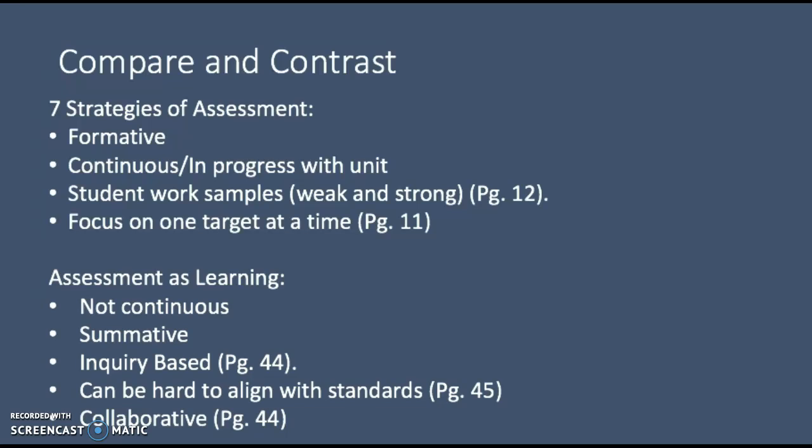So with the performance-based assessment, what I gathered from that was it was a lot of inquiry-based, which is a buzzword in the STEM community. It also can be hard to align with standards, which is stated on page 45. And I also found that it was more collaborative with group work, whereas the 7 strategies of assessment for learning was more collaborative in reflection and not actually performing the task.